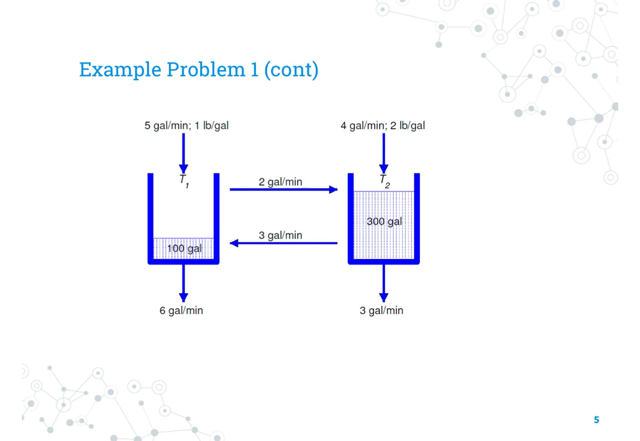In tank T2, we have 4 gallons per minute as our rate at which we have coming in 2 pounds per gallon. It begins with 300 gallons of solution in the tank, and as we stated on the last slide, it remains at 300 gallons. T1 gets pumped into T2 at 2 gallons per minute, and T2 gets pumped into T1 at 3 gallons per minute, and T2 is being emptied at 3 gallons per minute.